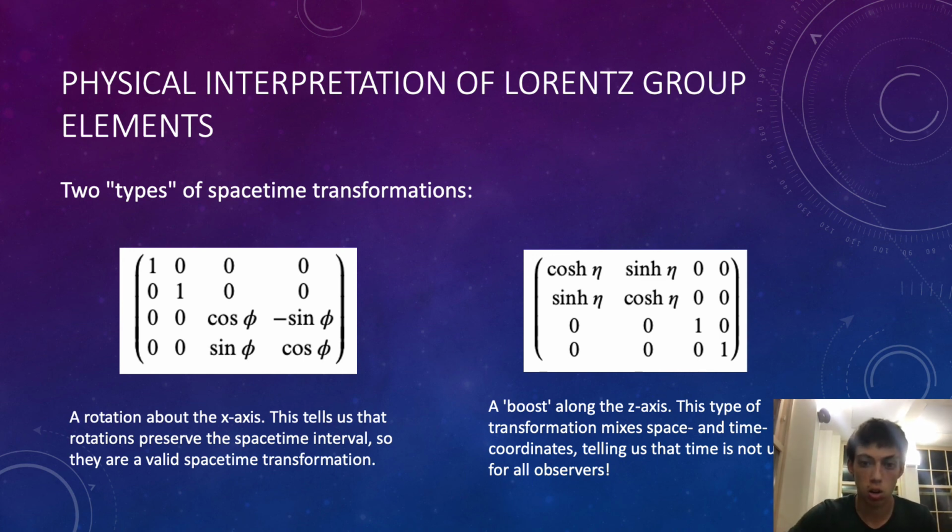On the other hand, we have these other types of space-time transformations. They have hyperbolic cosines and hyperbolic sines, and they mess with the first row and column of the Lorentz group, meaning that time is affected. So these correspond to boosts. In particular, this is a boost along the x-axis. This type of transformation mixes space and time coordinates, which has the interesting implication that time is not actually universal for all observers.